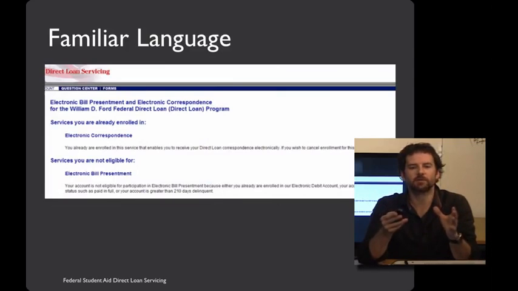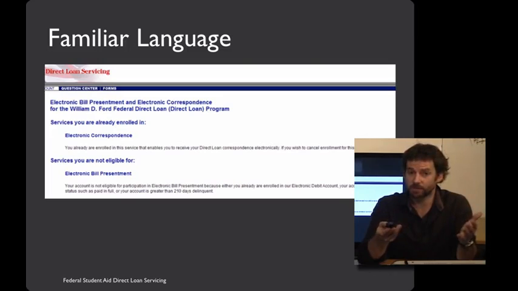Remember that the reader of your interface is going to be a user and not your colleague, boss, or lawyer. And consequently, work hard to identify terms and language that will be familiar to them. Here's a screenshot from a student loan website, and it uses two terms that at least I was unfamiliar with. It talked about me being already enrolled in electronic correspondence, and it said that I was not eligible for electronic bill presentment. What it really means by this, I think, is just email, and so it should say that.